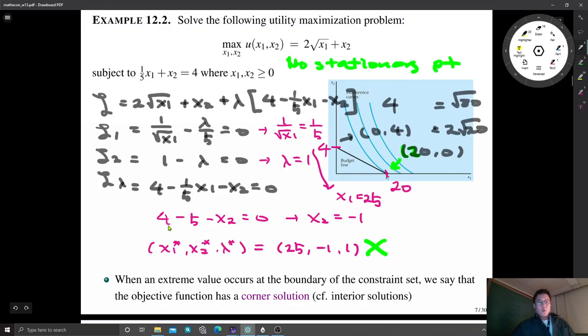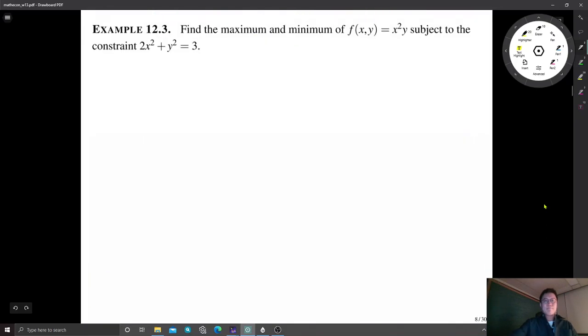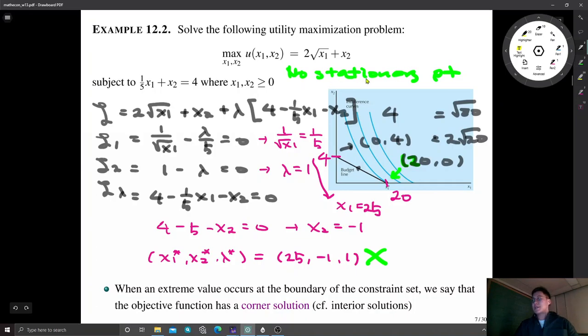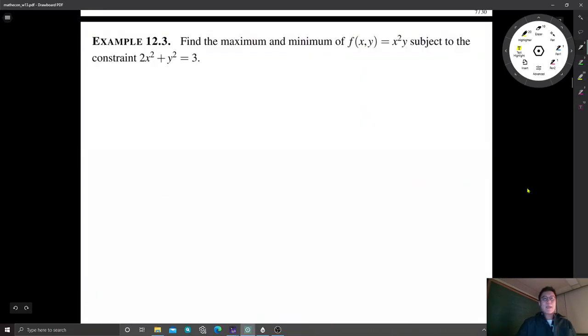Whenever an extreme value occurs at the boundary point, like in this example, in economics we say that the objective function has a corner solution. But if the solution is between these two boundary points, some point on this line segment, then we say that the objective function has an interior solution. So an interior solution is an antonym of a corner solution. Whenever the Lagrangian has no stationary point, we have to suspect that the maximum or minimum value occurs at the boundary points.